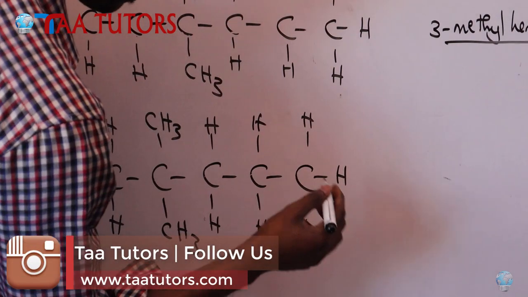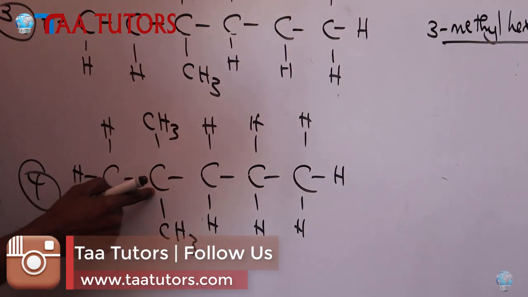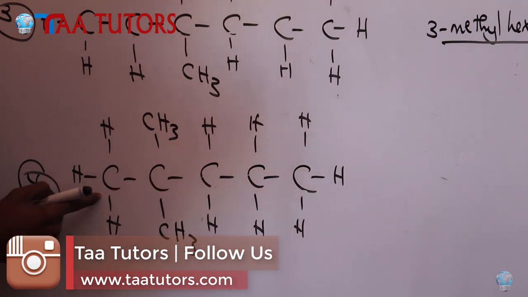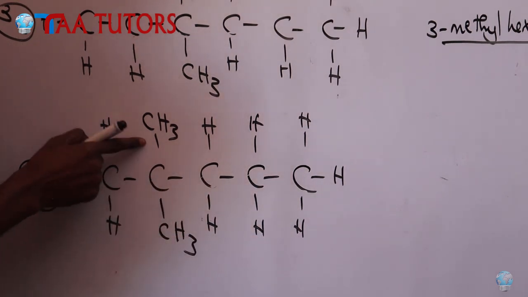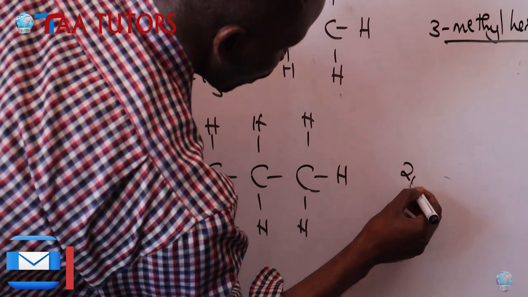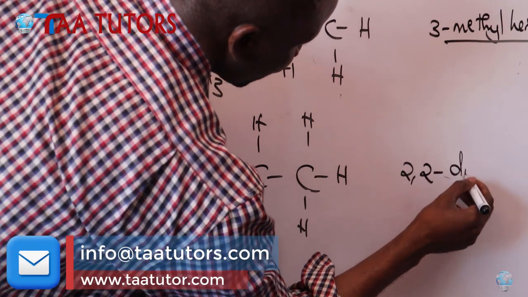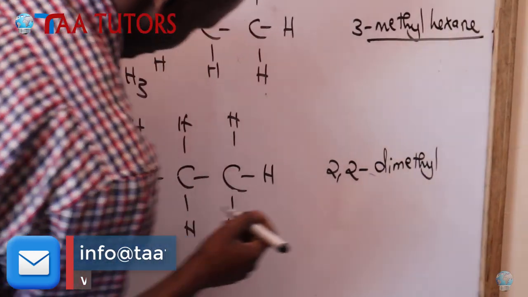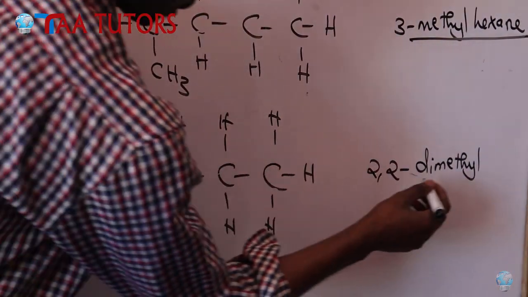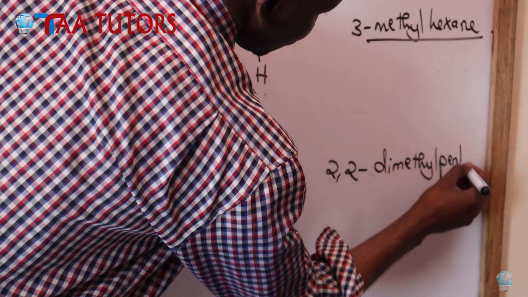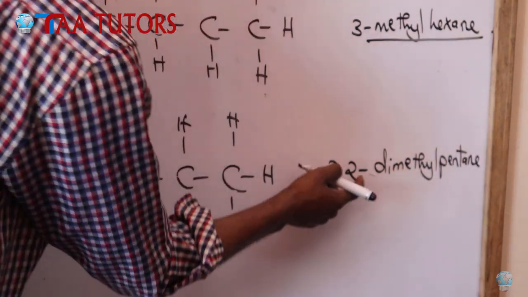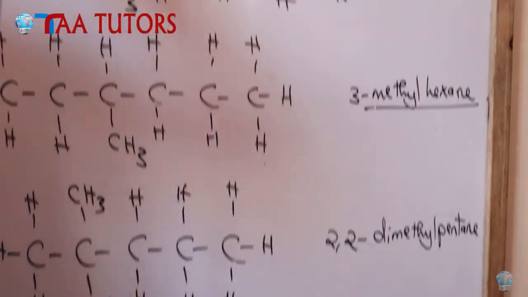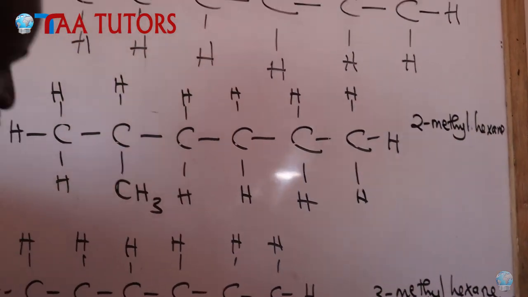So what we are going to do, we name it. Naming it means 1, 2, 1, 2, 3, 4. So it means that we have the locant as 2 for both of these things. So we are going to have 2,2-dimethylpentane. So you see this name and this name and that name and this name are not the same. So those are all isomers.